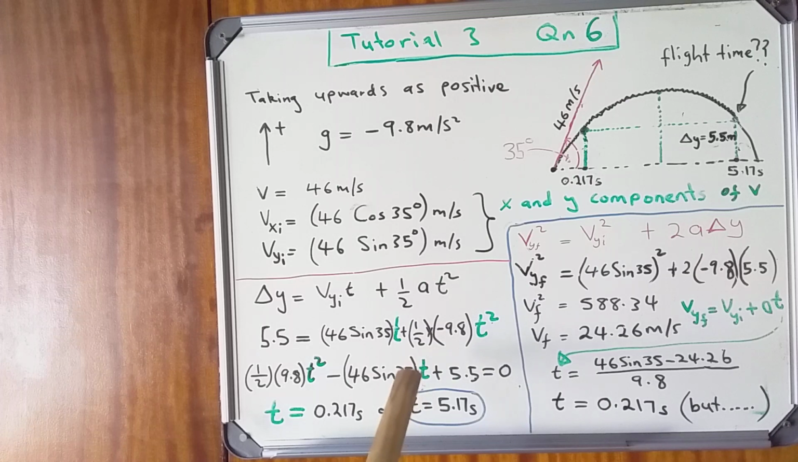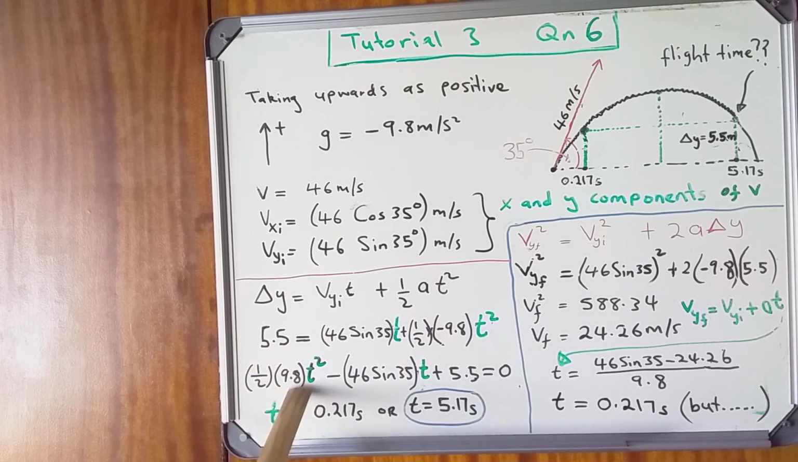Now we want to put it in the form of a quadratic equation, whereby an equation is equal to 0, so that we can use the quadratic formula to solve for t. So let's see how we did it here. We have 5.5. This is a negative, then we push it to the left, it becomes positive. That negative becomes positive when we push it to the left hand side of the equation.